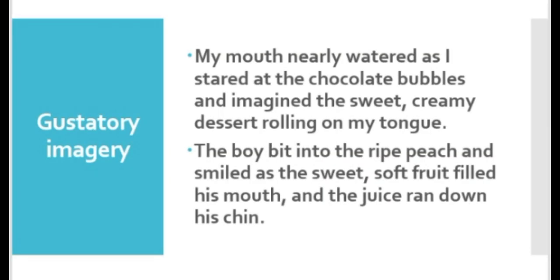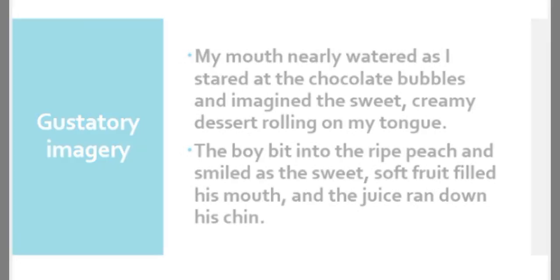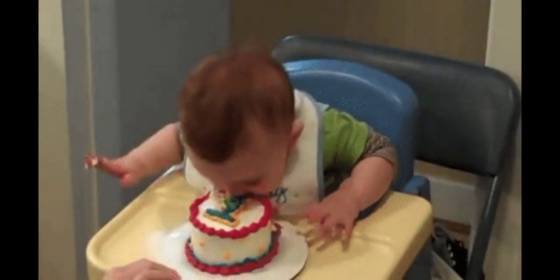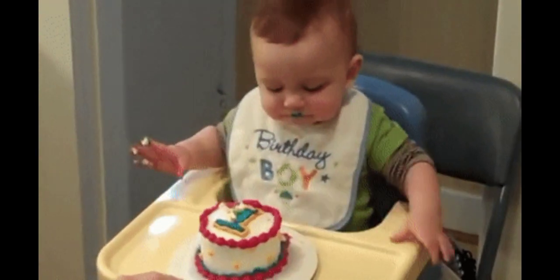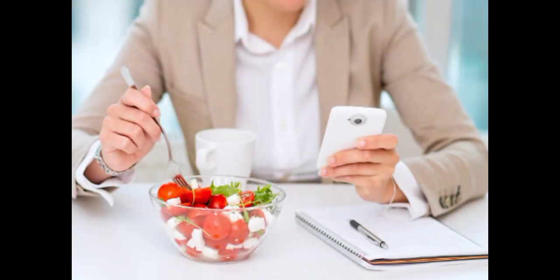There are also several examples of gustatory imagery. For example, my mouth nearly watered as I stared at the chocolate bubbles and imagined the sweet creamy dessert rolling on my tongue. The boy bit into the ripe peach and smiled as the sweet, soft fruit filled his mouth and the juice ran down his chin. We can easily see the gustatory imagery in these pictures.